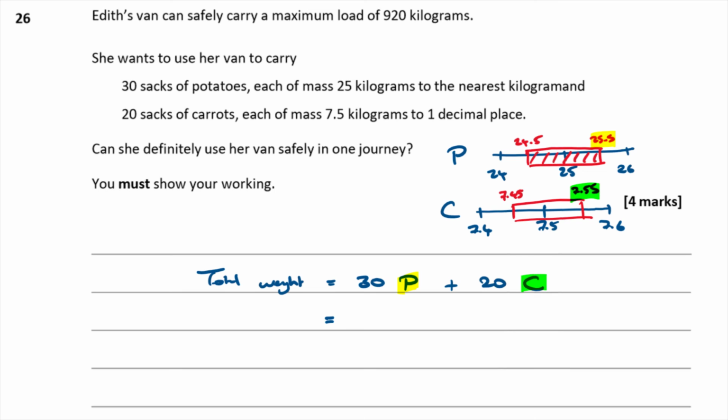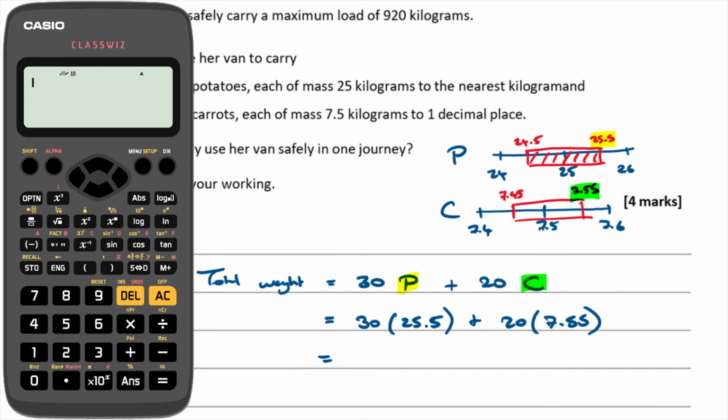So I'm going to pick 25.5 as my value of p then. So that's going to be 30 lots of 25.5 plus 20 lots of my heaviest my carrots can possibly be, which is 7.55. Okay, so then tapping that into the calculator, 30 times 25.5 plus 20 times 7.55, that comes out to be 916 kilograms.